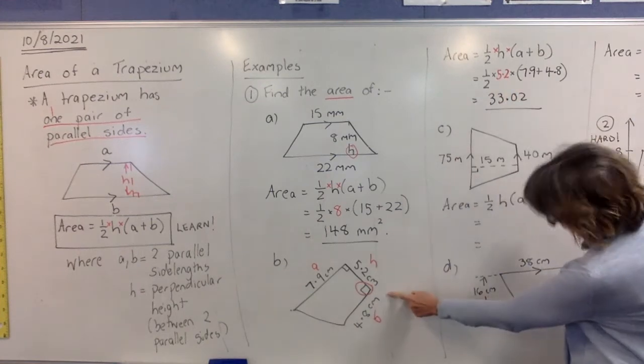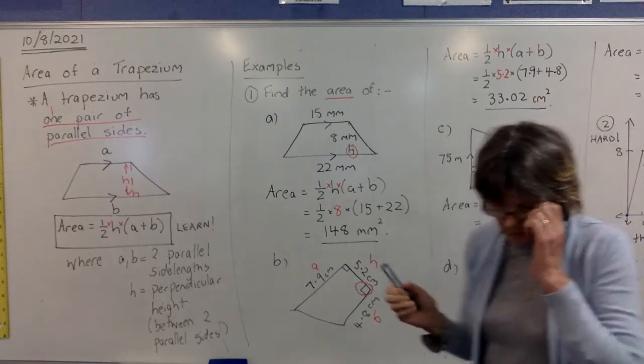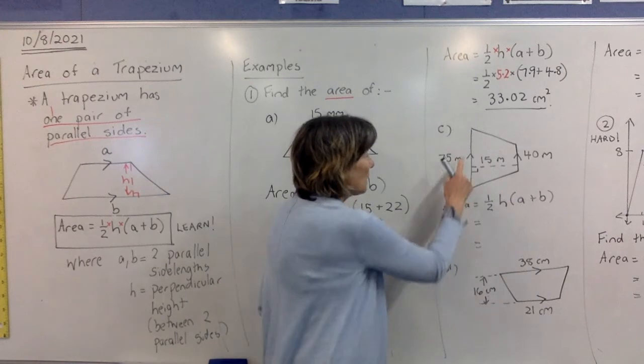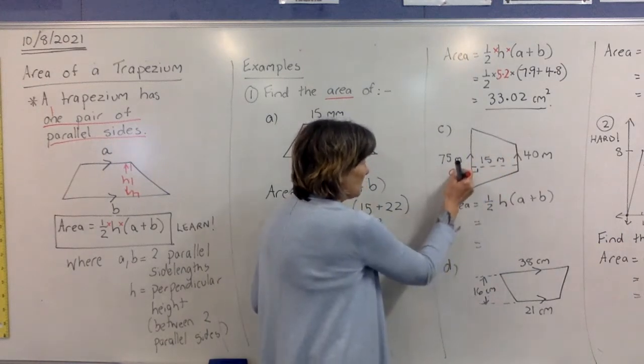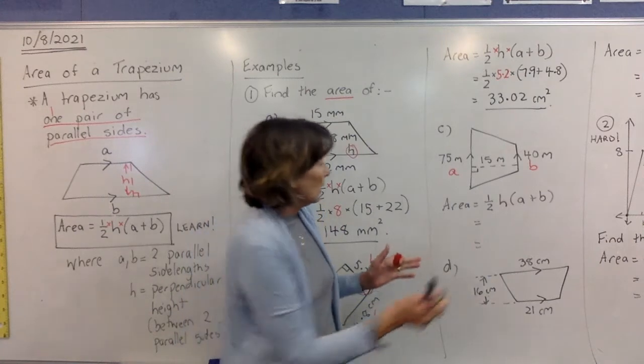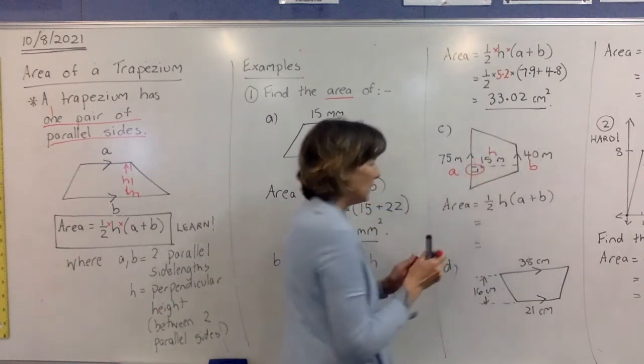And then we've got centimetres this time and squared for area. All right, let's look at the next question. So our next one, here's our parallel line markings. So they must be our A and our B. Our H, our perpendicular height, here's the right angle. So this is the thing joining the A and the B together.